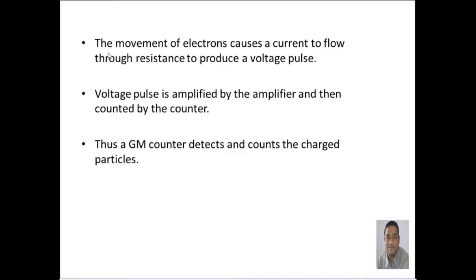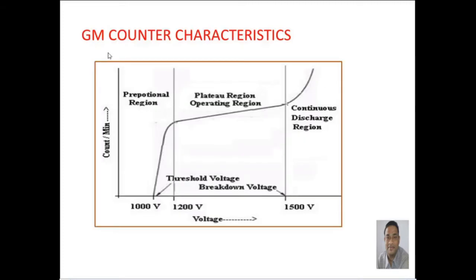And as I have mentioned earlier, the voltage pulse may be very weak. It may be of the order of a few microvolts to a few millivolts. So this voltage pulse is fed to an amplifier so that it can be amplified, and the amplified voltage pulse is then given to a counter which will then record a count. Thus the GM counter not only detects an incoming charged particle but also counts the number of charged particles.